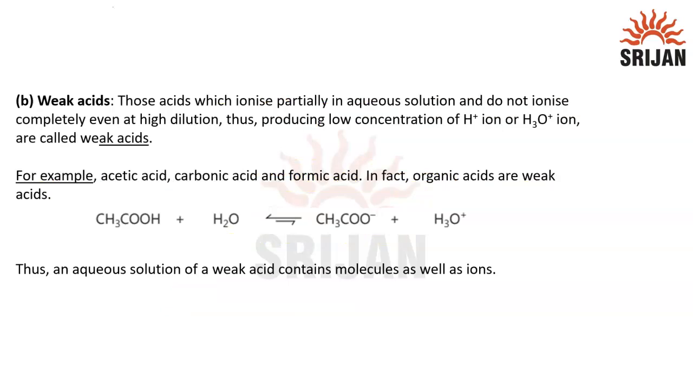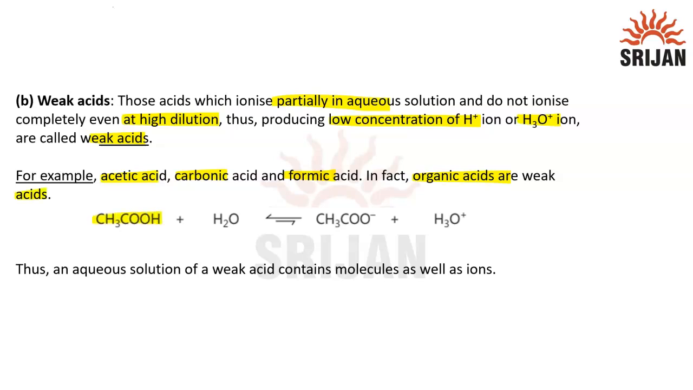Then we have weak acids. These are the acids which ionize only partially in aqueous solution and do not ionize completely even at high dilution. So on addition of a lot of water, these weak acids do not give all their H positive ions. They produce a low concentration of H plus or H3O positive ions, so they are called weak acids. For example, we have acetic acid, carbonic acid, formic acid. In fact, organic acids are weak acids.